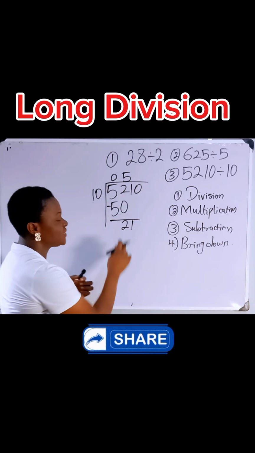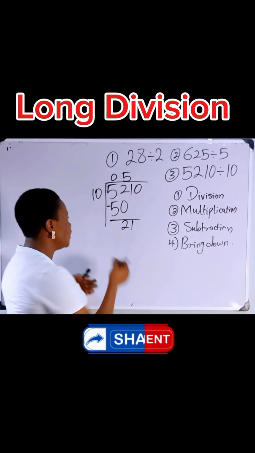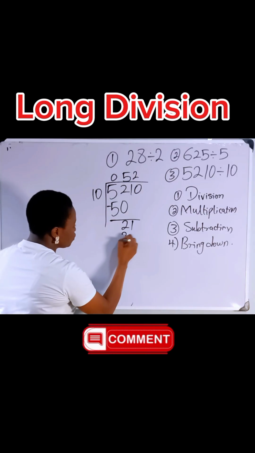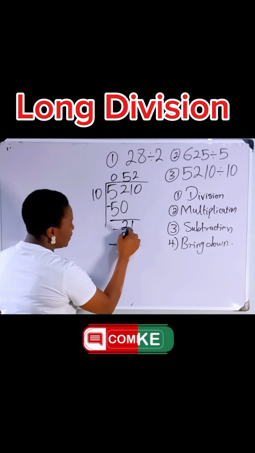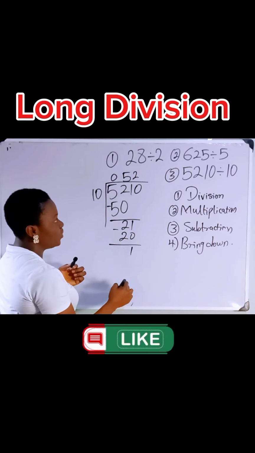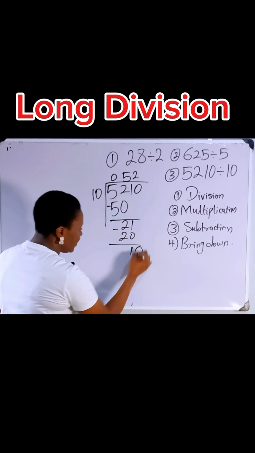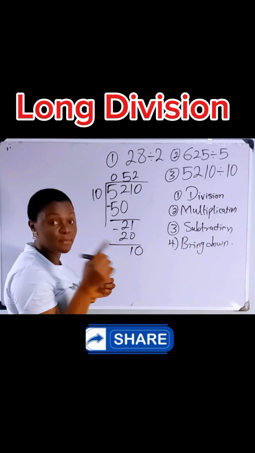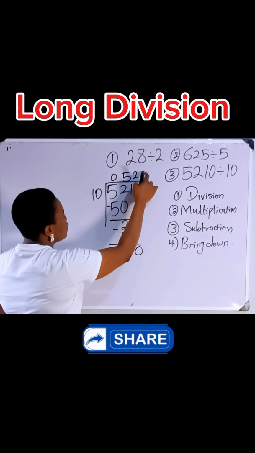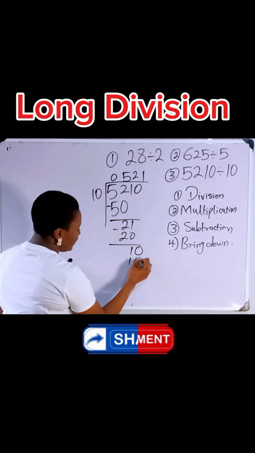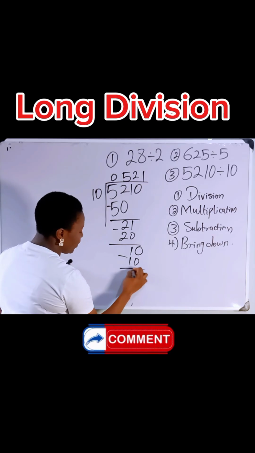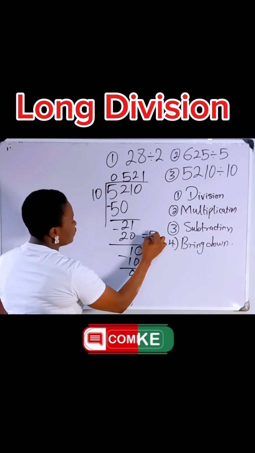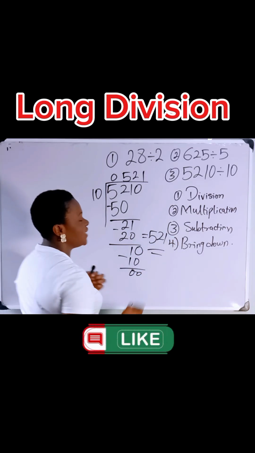Now, how many 10 can we see inside 21? That is 2. So we'll write the 2 here. 2 times 10 will give us 20, and we'll subtract. 21 minus 20 will give us 1. We'll bring down this 0 here. Now, 10 divided by 10 will give us 1. So write the 1 here. 1 times 10 will give us 10. We'll subtract, and 10 minus 10 will give us 0. So the answer to this is 521.